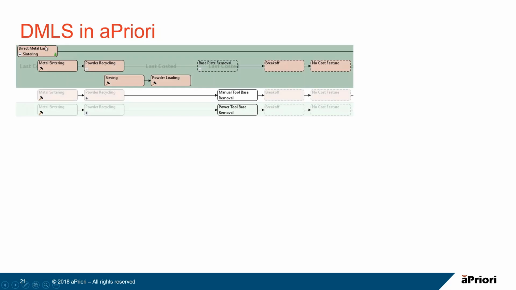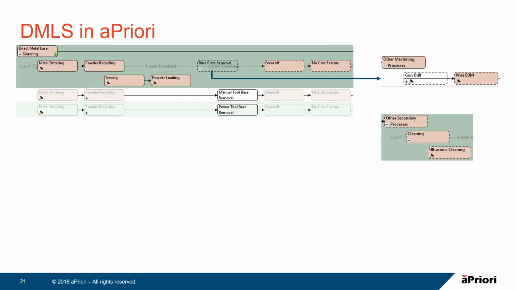DMLS in aPriori is represented, firstly, working from left to right, by this metal sintering process. We've already explained that. Powder recycling, again, is a powder bed fusion process, so we account for powder sieving and powder loading. And because the parts are printed on a base plate, we have to consider removal of the base plate, and that's done with one of 3 options. The first one is manual tool base removal, and that is essentially a hammer and chisel to remove the base plate, one of the more crude options. The second option is using a hand tool like an oscillating saw, a power tool, to remove the base plate. And the third option is the default option. It's wire EDM removal.